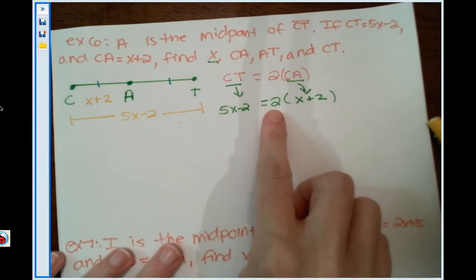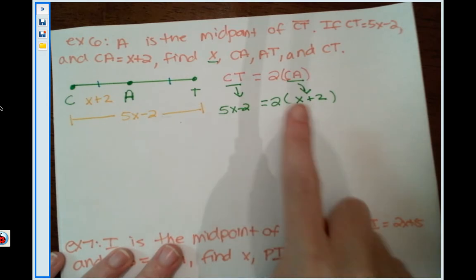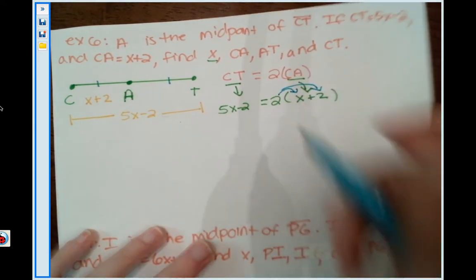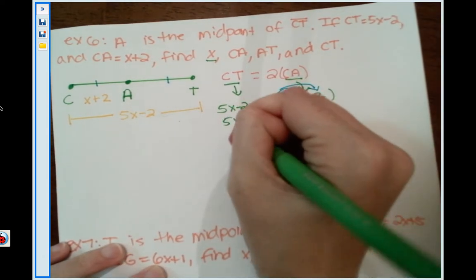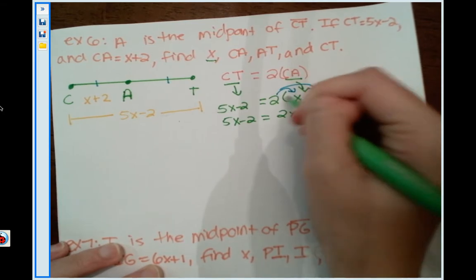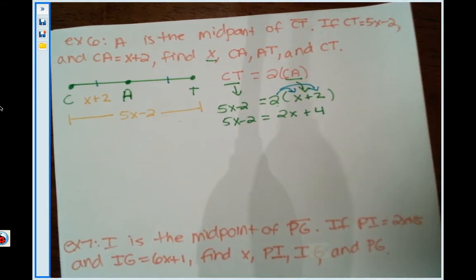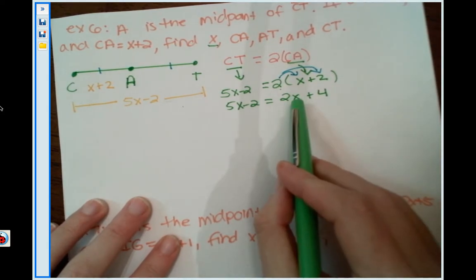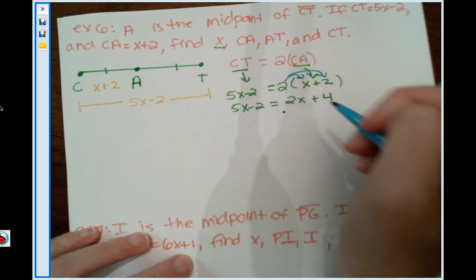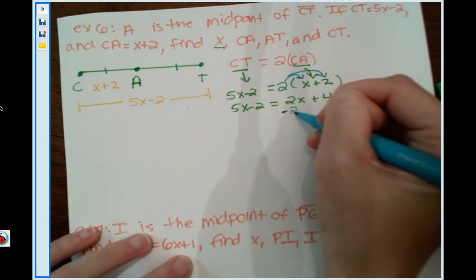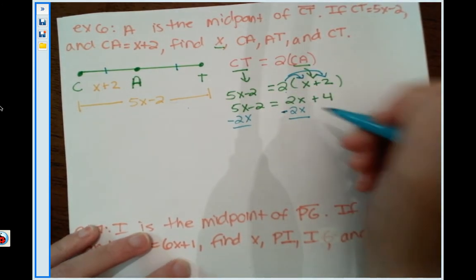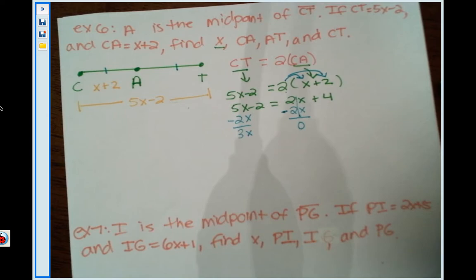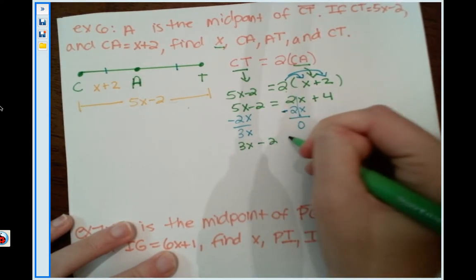The first thing I'm going to do: this 2 is sitting outside of a parenthesis. Whenever we have something hanging out in front of a parenthesis, the way we solve is by distributing it. So I'm going to distribute first. We get 5x minus 2 equals 2 times x, which is 2x, and 2 times 2 gives me a 4. Now that my x's are separated, the way we bring them together is by moving one to the other side. I'm going to bring my 2x to the other side to keep this positive. The opposite of positive is negative, so I'm going to subtract 2x on both sides. 2x minus 2x cancels out and turns to 0, and 5x minus 2x gives me 3x. So we are currently left with 3x minus 2 equals 4.